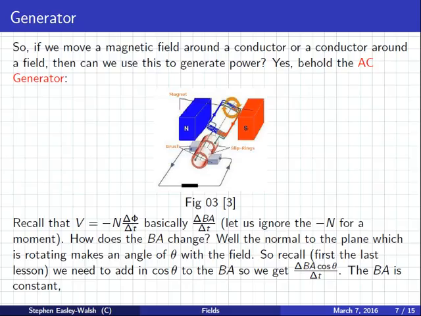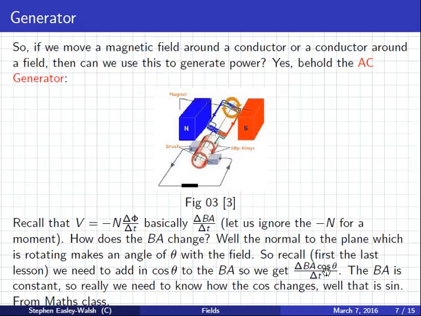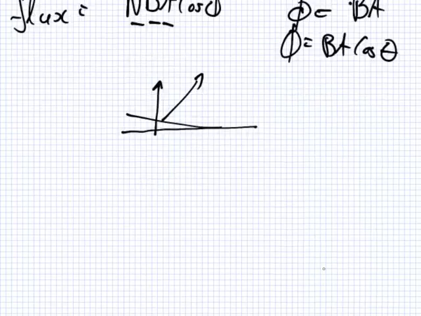How does cos change? Well, it's the derivative of cos. What's the derivative of cos? Minus sine. And again, we'll just forget about the minus for a moment, so it's sine. So really we need to know how the cos changes, and that's a sine, which you know from math class.